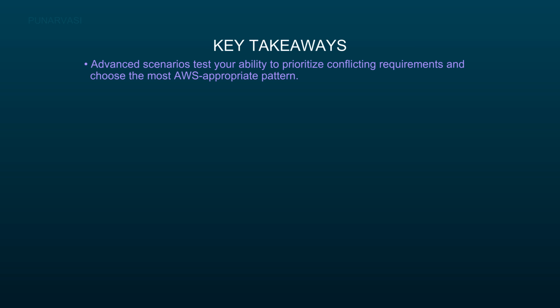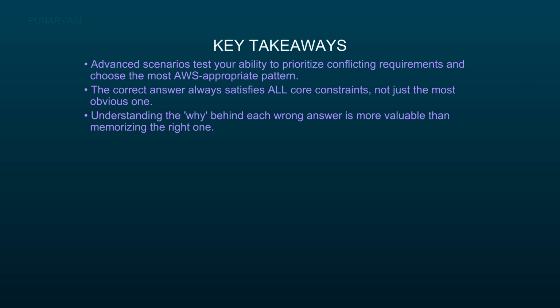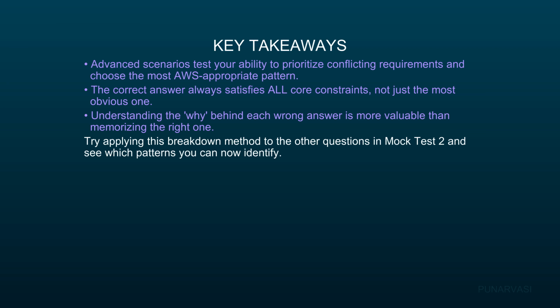Advanced scenarios test your ability to prioritize conflicting requirements and choose the most AWS appropriate pattern. The correct answer always satisfies all core constraints, not just the most obvious one. Understanding the why behind each wrong answer is more valuable than memorizing the right one. Try applying this breakdown method to the other questions in mock test 2 and see which patterns you can now identify.